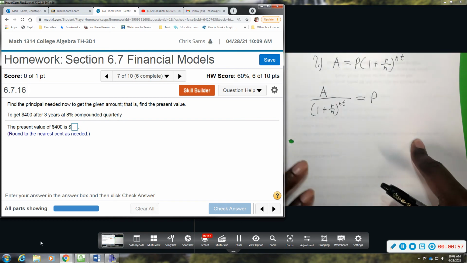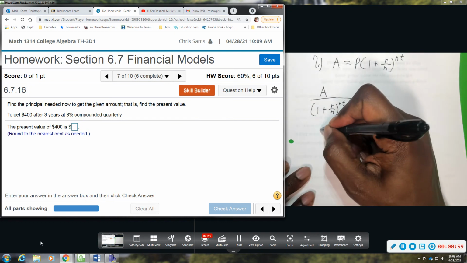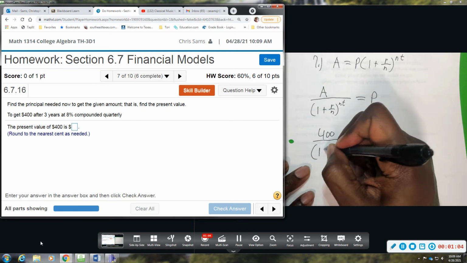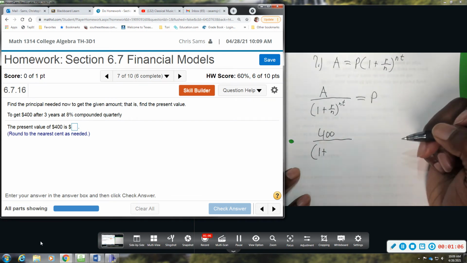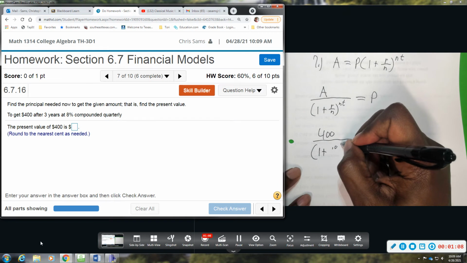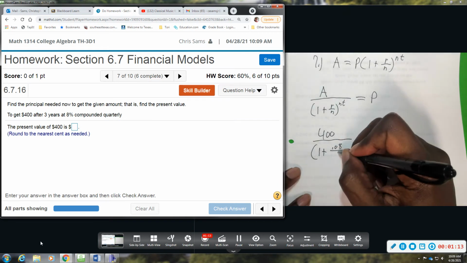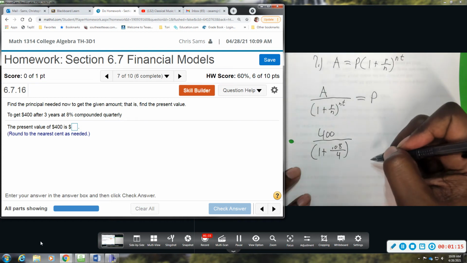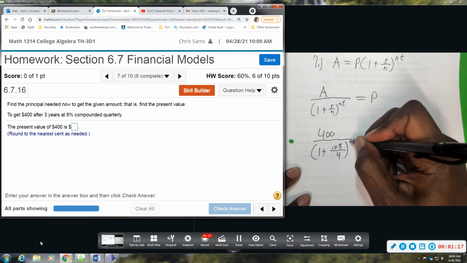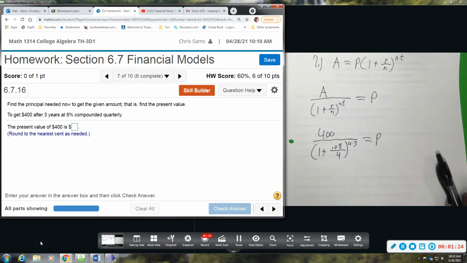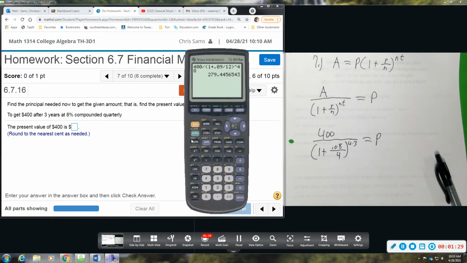All right, so we're given that the present value is 400, and then 1 plus the interest rate is 8%, so 0.08. It is compounded quarterly, so divided by 4. And we're doing this for 3 years, so it'll be 4 times 3, which is 12. All of this equals P, so we just plug it in like that. So just manipulating the compound interest formula, we can solve this.